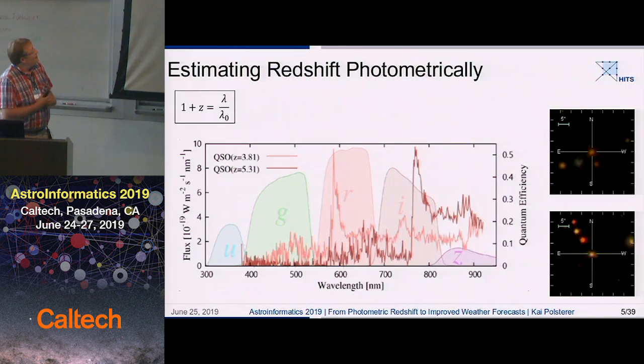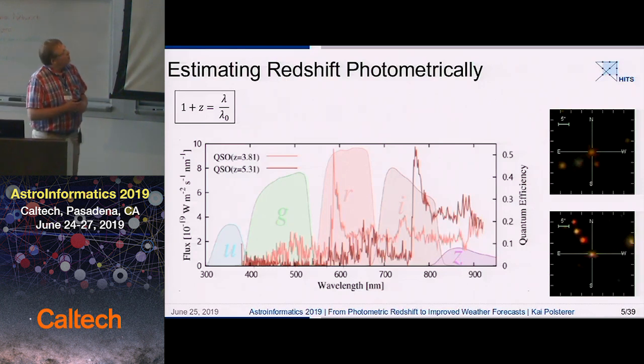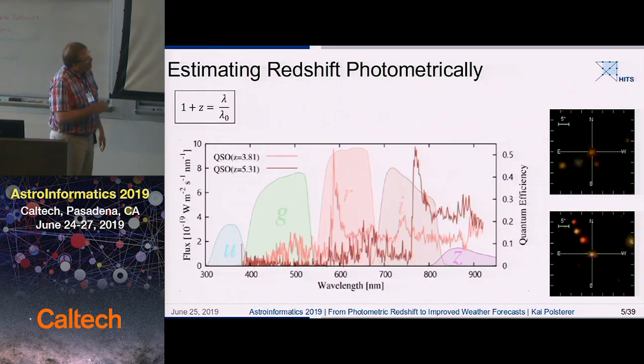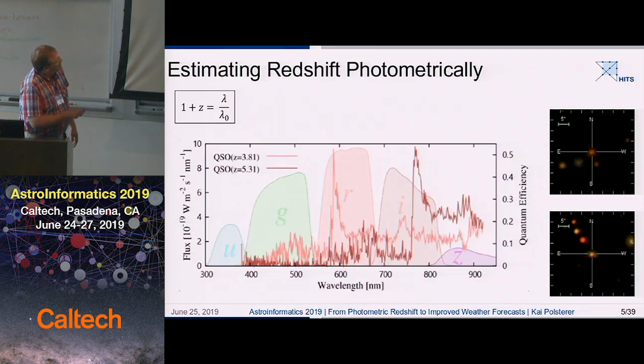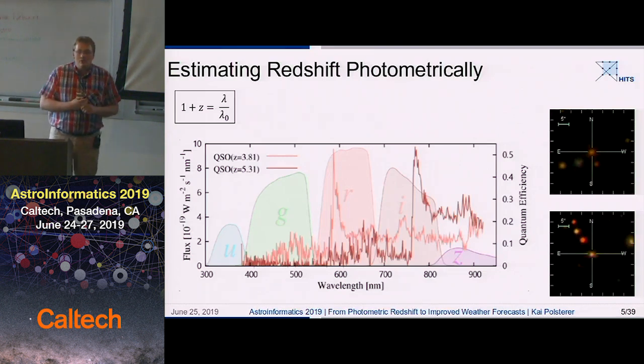So what is estimating photometric redshifts about? In principle, we are interested in how a certain observed wavelength is shifted with respect to its rest frame wavelength in the laboratory, where we would measure it. And here I just sketched an example from the Sloan Digital Sky Survey. You see spectra taken with Sloan, one of a quasar at a redshift of 3.81 and one of a quasar at a redshift of 5.31. And in principle, you see in the background the photometric filter bands.